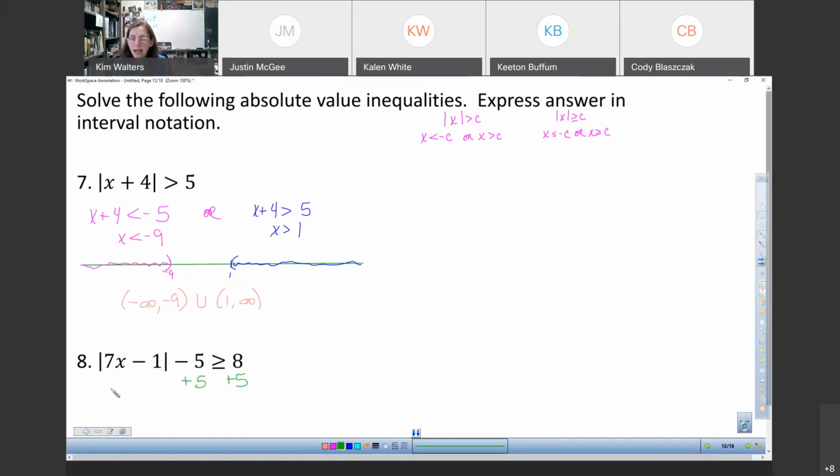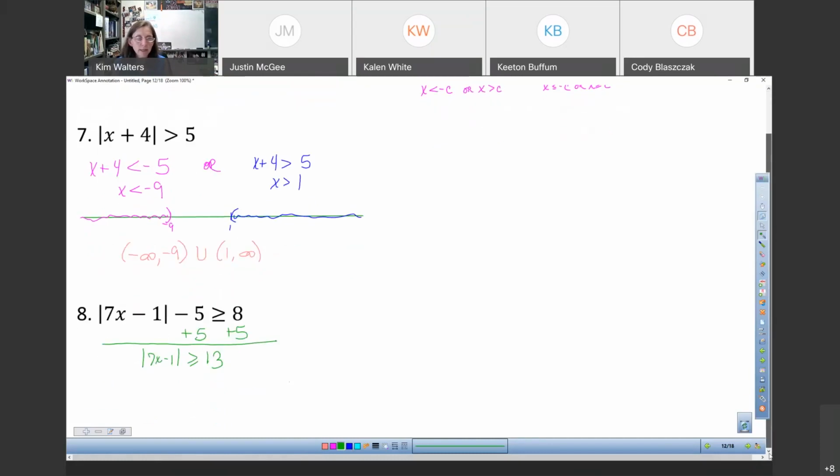That's going to give me, notice I'm not going to do anything with my absolute value, the absolute value of 7x minus 1 is greater than or equal to 13. Greater than means I have two inequalities. It's going to be my or statement. Absolute value greater than is always going to be my or statement.